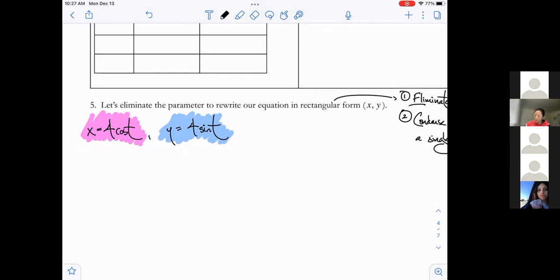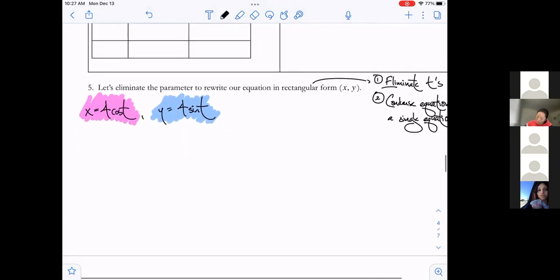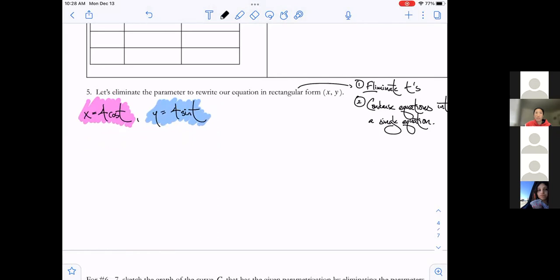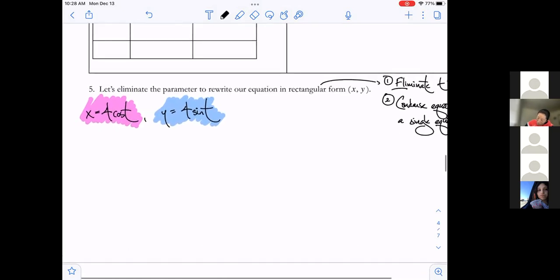Okay, so let's try that. Let's see, right? The worst thing that we can do is be like, ooh, that's not going where we want it to go. And that's fine, right? So let's divide by 4. So if I divide this one by 4, I get x over 4 equals cosine t. And over here I get y over 4 equals sine t. All right, what do we do with that?